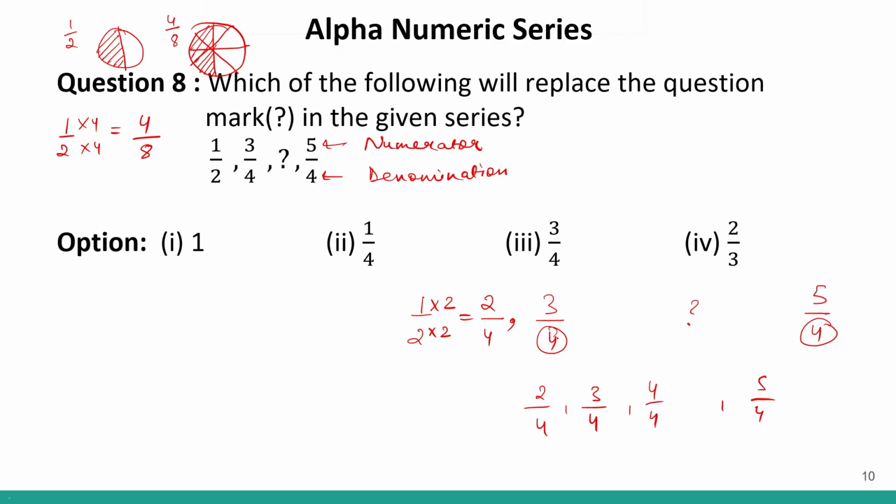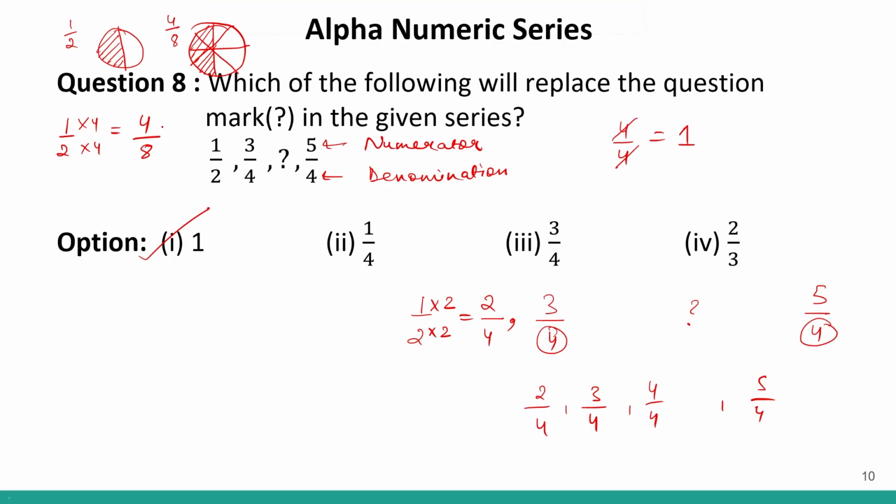Correct? But do I see any option as 4 by 4? We have 1 by 4 and 3 by 4. No. But if I have 4 by 4, can we represent it as 1? Yes. So 1 will be my answer, which is given in option number 1.